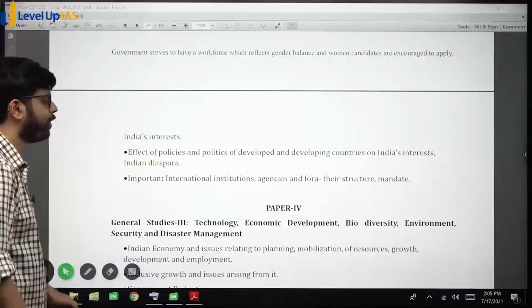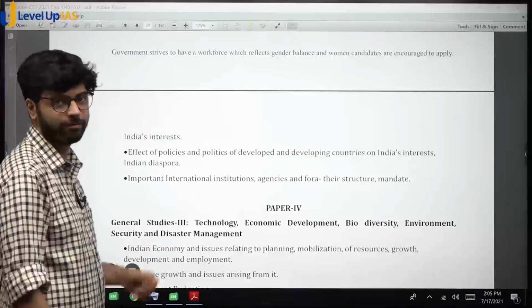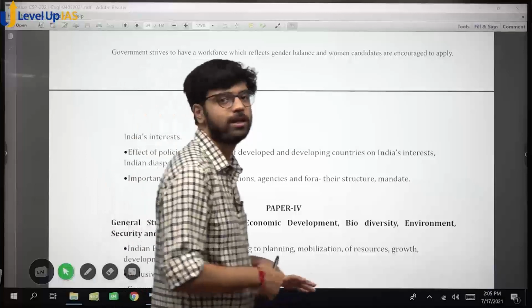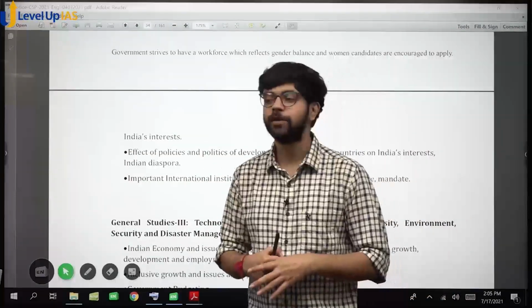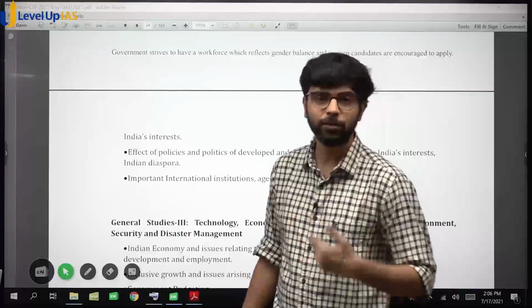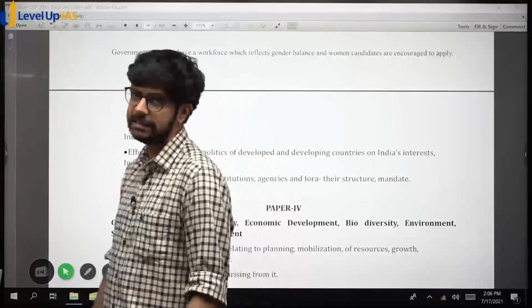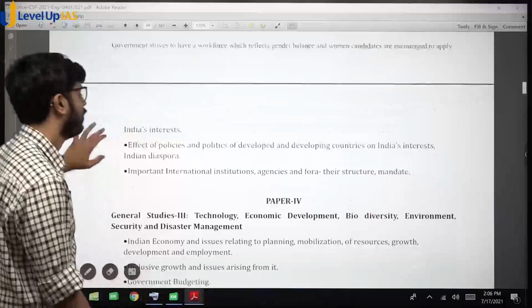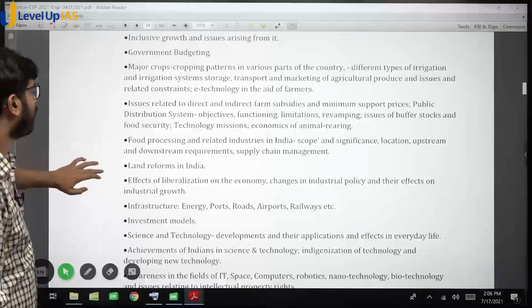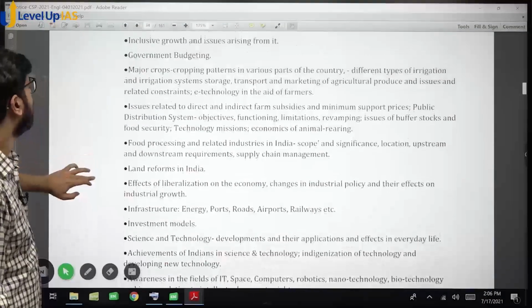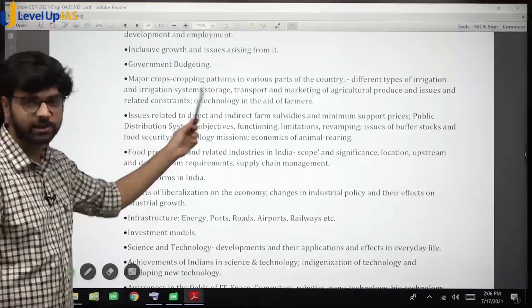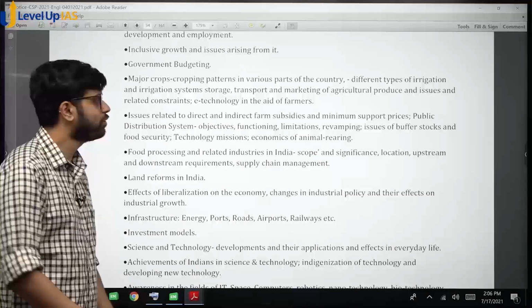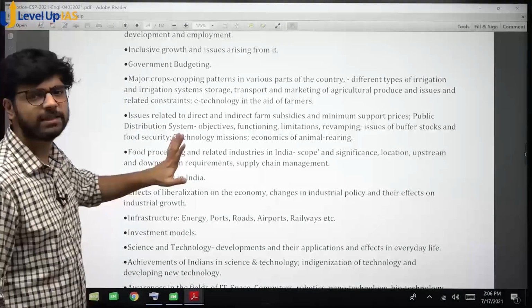Coming back to the fourth point, do you remember what we read in the first sub-point of the fourth point? Major crops, cropping patterns in various parts of the country. If you are sitting at home, then please recite loudly. It will help you learn easier, by heart easier. Major crops and cropping patterns in various parts of the country. Different types of irrigation and irrigation systems. Storage. So see, it is very logical, very simple.